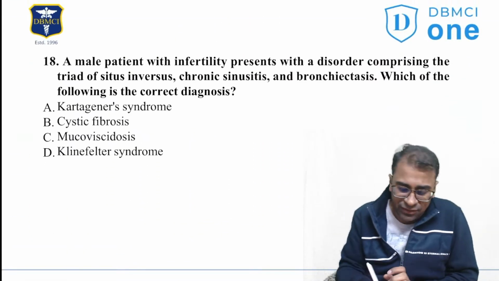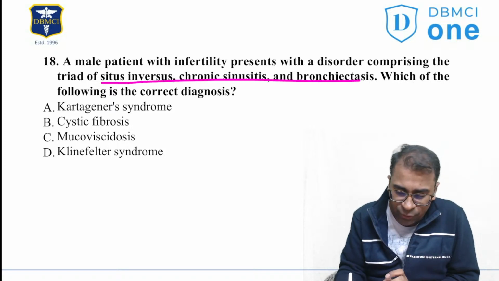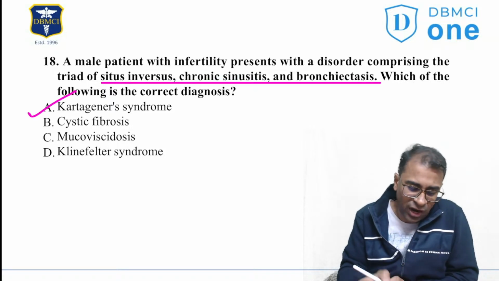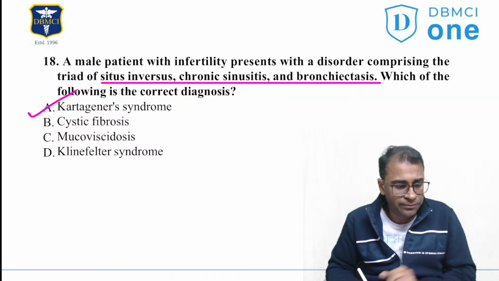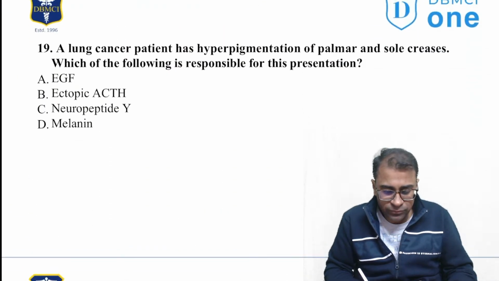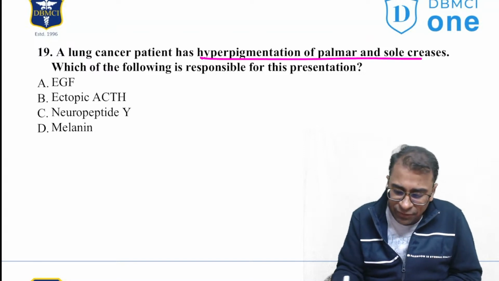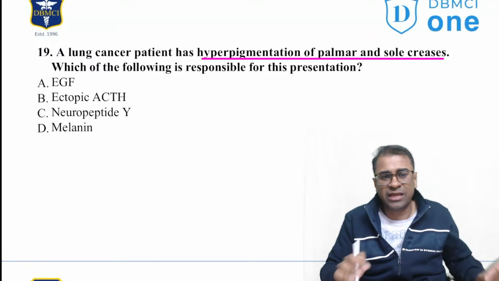Patient has situs inversus, sinusitis and bronchitis. What is it? Yes, it's a case of Kartagener syndrome. Okay, Kartagener syndrome. Hyperpigmentation of palm and soles. What do you think has happened? बताओ.